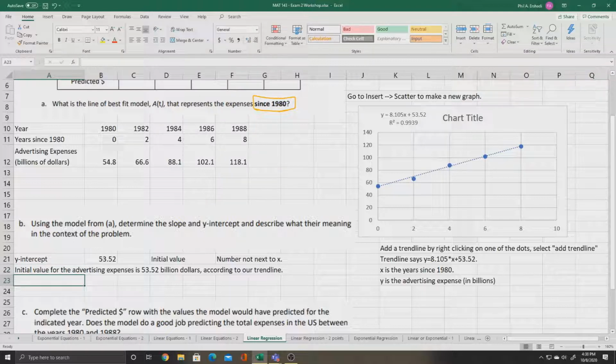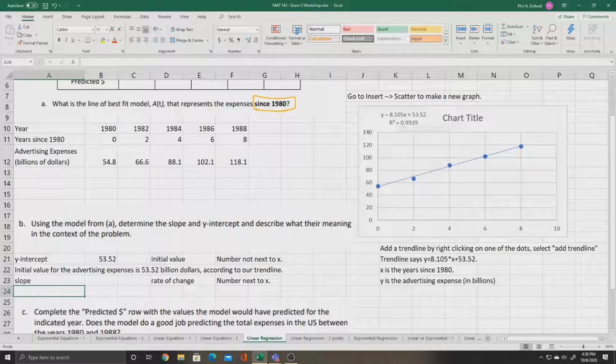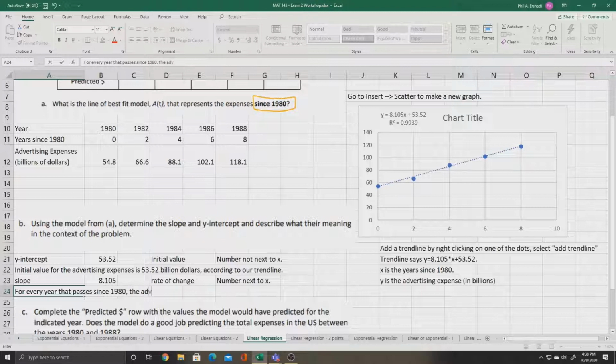Now it also asks for the slope or rate of change. The slope is the number that is next to x. In our trend line it says 8.105. This tells us how fast the advertising expense is changing. So we can say for every year that passes since 1980, the advertising expense is increasing by $8.105 billion.